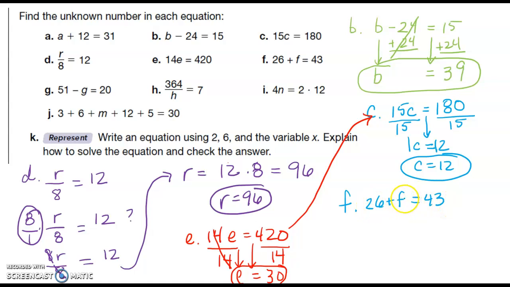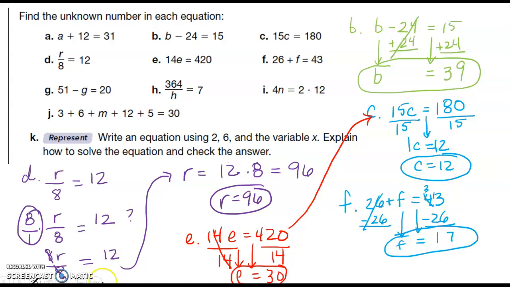So here I have 26 plus f is equal to 43. So I'm adding 26 to a number and getting 43. So I have to do the opposite of addition. So I'm going to subtract 26 here. My f is going to come down. My equals is going to come down. This goes away, right? What I do to one side, I have to do to the other. It's 17. So f is 17.